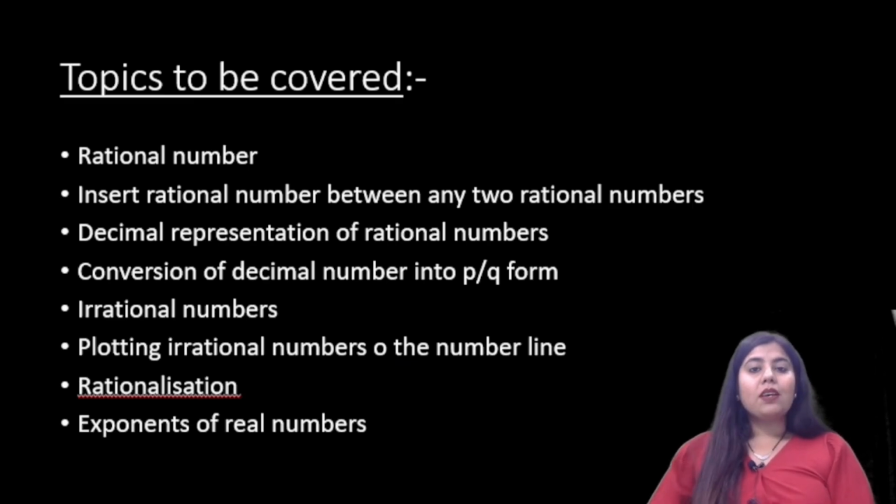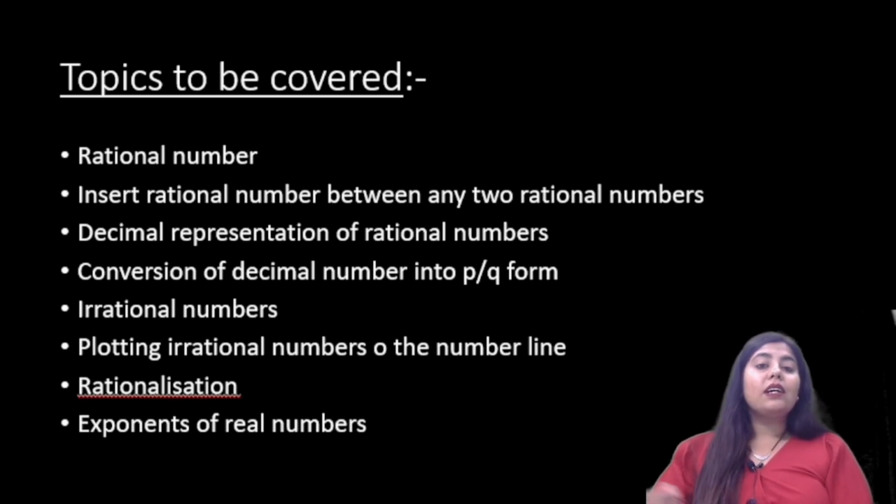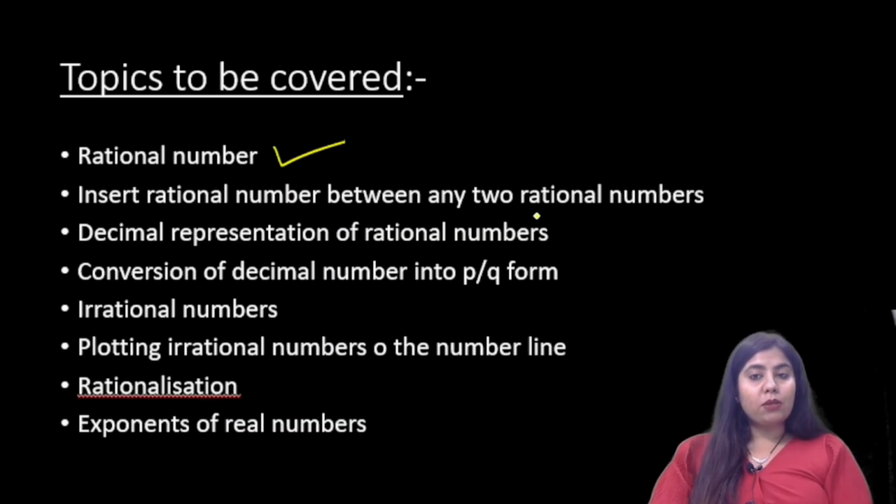Before starting this chapter, let us first discuss the topics we are going to cover in this chapter. First of all, we will cover our very first topic, that is rational numbers, meaning what are rational numbers. After that, we will learn how to find any rational number between two given rational numbers, meaning we are given two rational numbers and we have to find another rational number between those given numbers. Then how can we insert rational numbers between any two rational numbers?